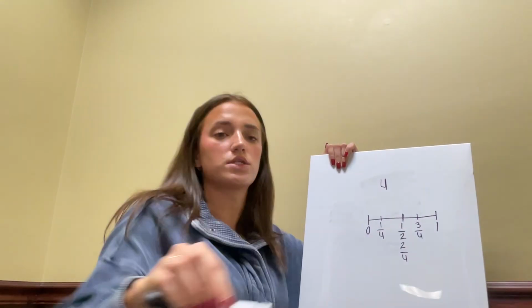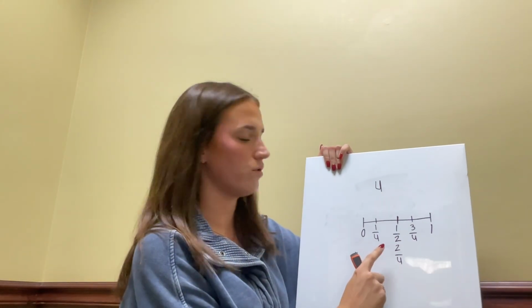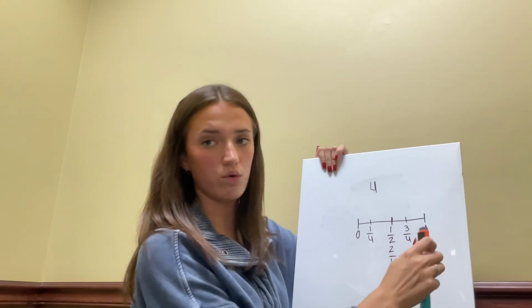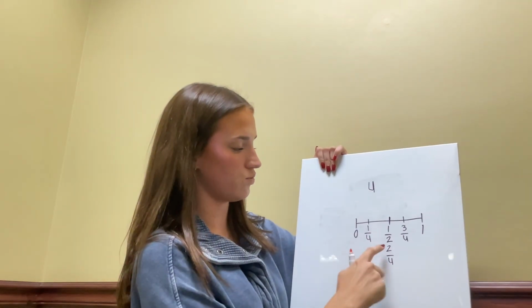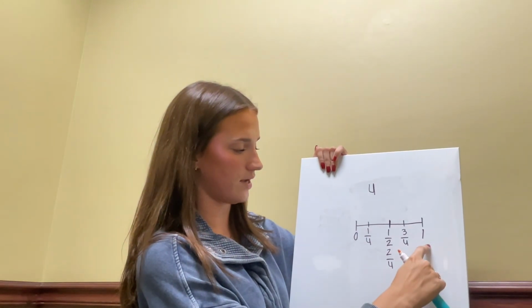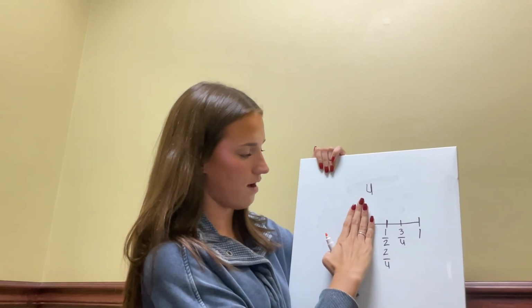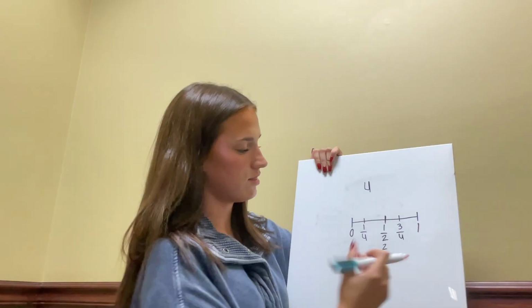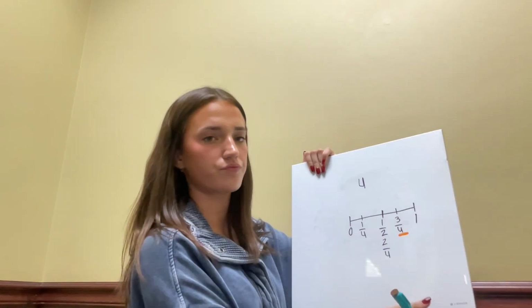So now we can ask ourselves, what fraction is halfway between 1/2 and 1 whole? So remember, we're looking at the right side because 1/2 is over here and 1 whole is right here. So we're completely ignoring this left side. So when we look at 1/2 and 1 whole, we see that 3/4 is between 1/2 and 1 whole.